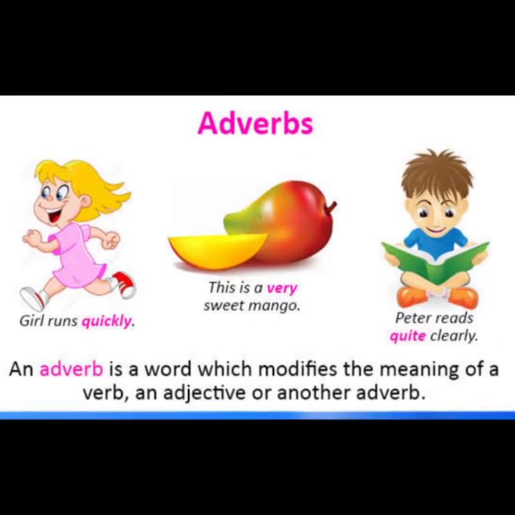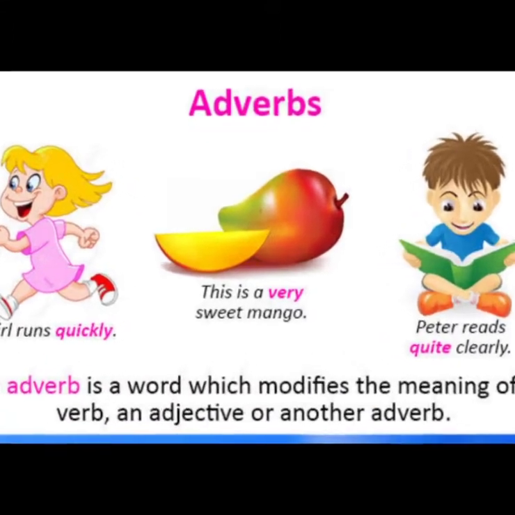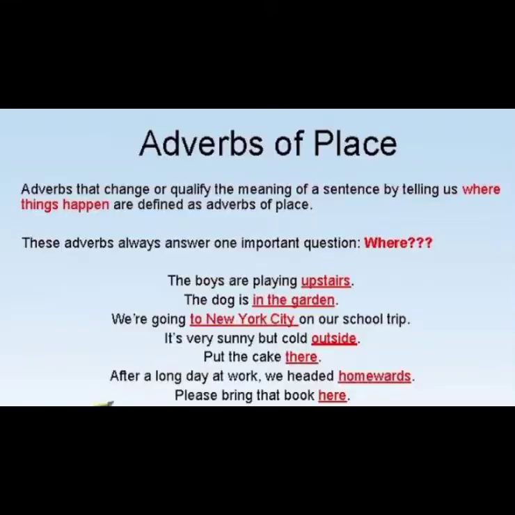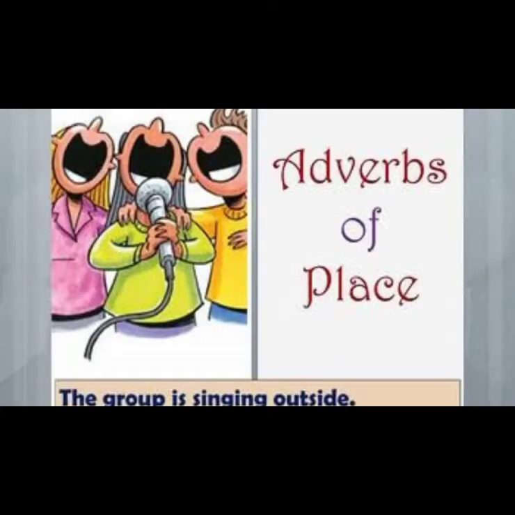Quickly, very, and quite are adverbs in these sentences. Adverb of place tells us where things happen. They answer the question where. The boys are playing upstairs. Upstairs is an adverb of place in the sentence. The group is singing outside. Outside is the adverb of place in the sentence.